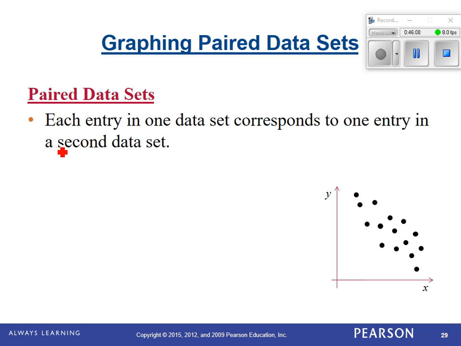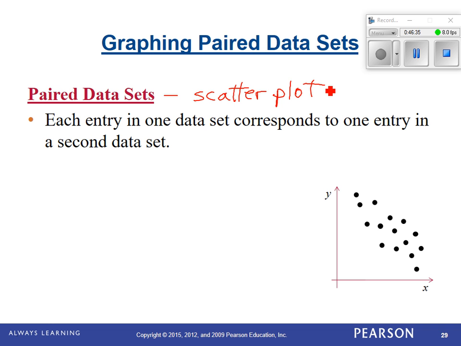So that's a Pareto chart. Paired data sets: each entry of one data set corresponds to one entry of a second data set. What's another name for a paired data set? Scatter plot. Hopefully you know what a scatter plot is. You got your X and Y, and you just put a scatter plot in there.